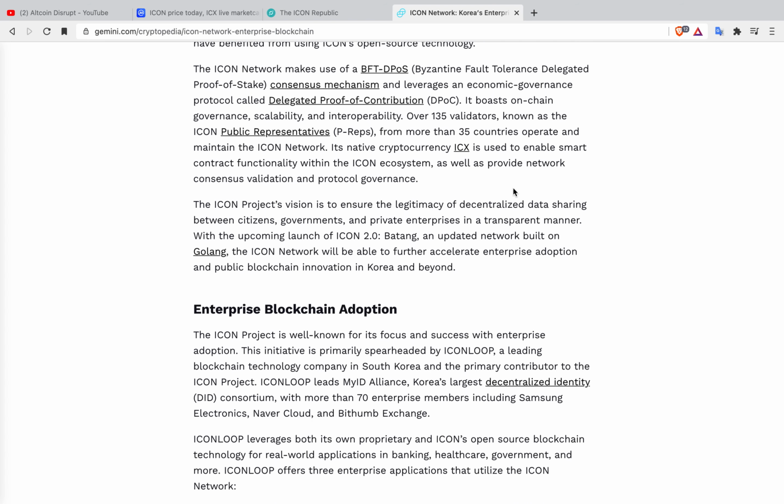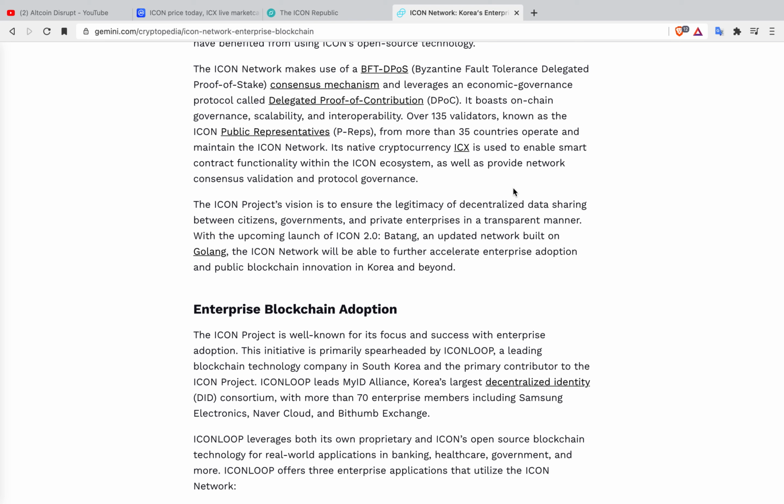So the Icon network uses a BFT DPoS, and that's basically a leverage and economy governance proof of stake consensus mechanism. That's a mouthful. If you guys don't understand a word I just said, trust me, you're not alone. I didn't understand it at first anyway. So it's a protocol called Delegate Proof of Contribution. It's based on blockchain governance, scalability, and interoperability.